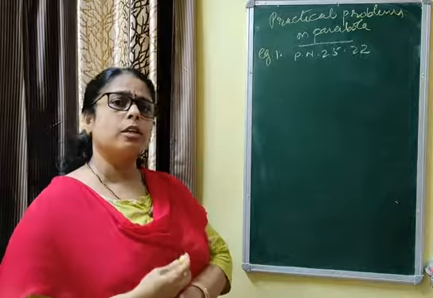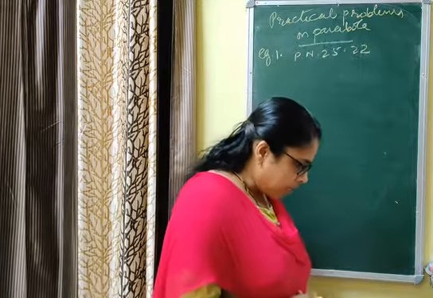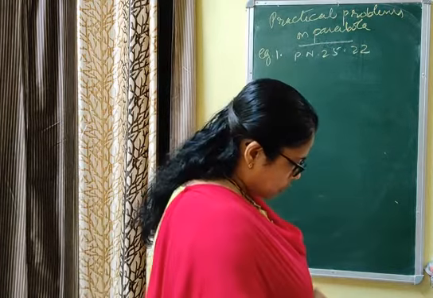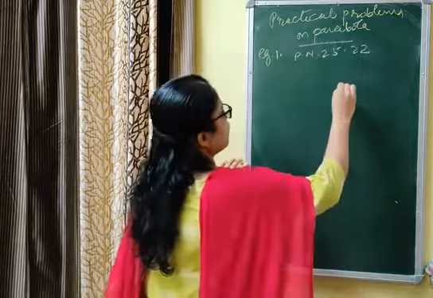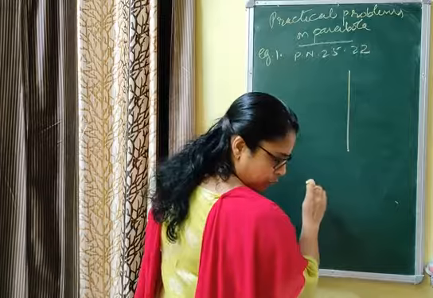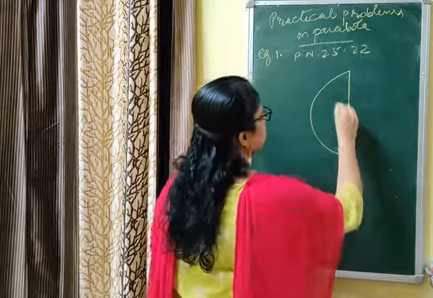Include the exercise questions also, because it is very important. I'm reading the question: if a parabolic reflector is 20 cm in diameter and 5 cm deep, find its focus. You are given a parabolic reflector. Let this be the parabolic reflector.